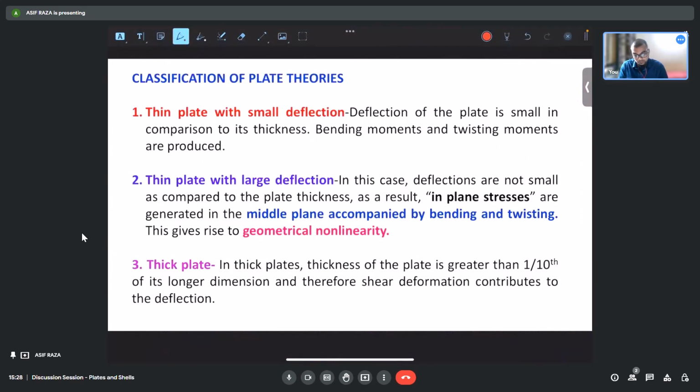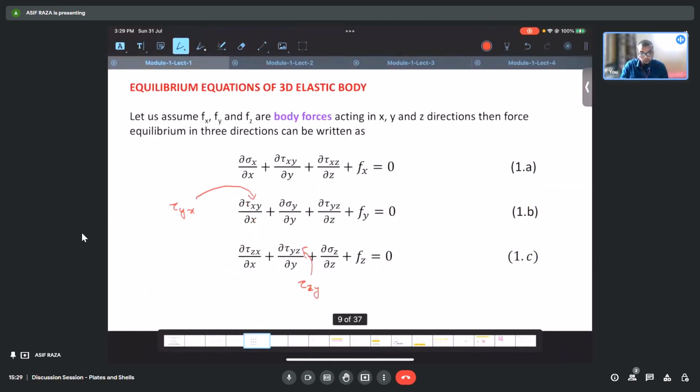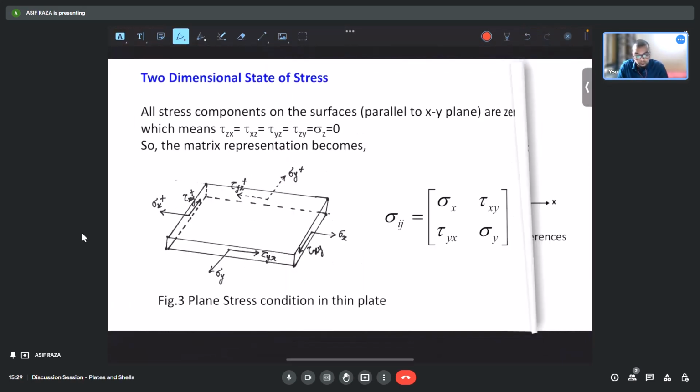The first typo was in equations 1b and 1c on page 9 of the lecture. In equation 1b, tau yx would be there in the place of tau xy, and in equation 1c it will be tau zy instead of tau yz. But in the long run, using moment equilibrium, these are one and the same, so numerically it won't give an error, so it's correct.